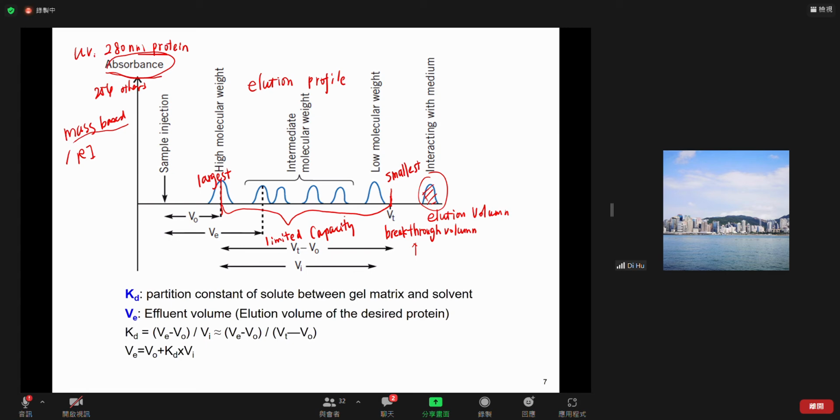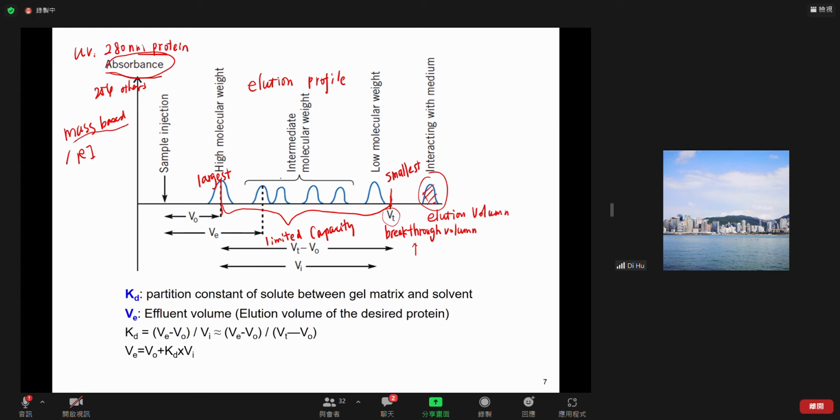But generally speaking, for SEC, because VI is the only volume for the separation to take place, it has limited capacity. Okay, so that is another characteristic. First, you can see everything complete by the breakthrough volume, so it's quite predictable. Second, because all the separation happens between V0 and Vt, there is very limited volume for the separation to happen, so its capacity is limited. Okay, so this is what you see here.